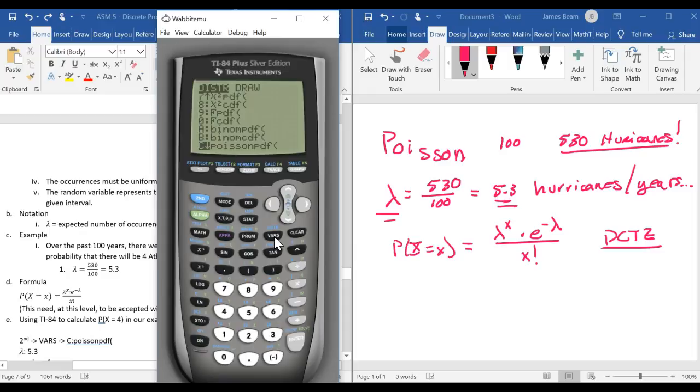Now at this point, they should have been used to using the binomial PDF, so having the Poisson PDF should not feel all that wonky. When I do this, I get, hey, there's lambda, 5.3, x value. Let's say I want to know the probability there's going to be 4 hurricanes this year. So I put in 4, and I paste, and I hit enter, and it's 16.4%. So if on average there's 5.3 hurricanes over a year's span, we can expect the probability of having 4 hurricanes in the Atlantic this year is 16.4%. Okay, it's pretty simple, right?